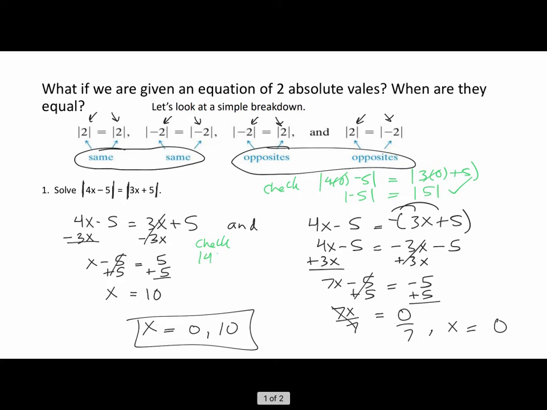The absolute value of 4 times 10 minus 5 equals the absolute value of 3 times 10 plus 5. So that's 40 minus 5, which is 35, equals 30 plus 5, so 35. And you see they're the same sign and the same distance, so that's also true for that solution. So those are the two solutions to this equation.